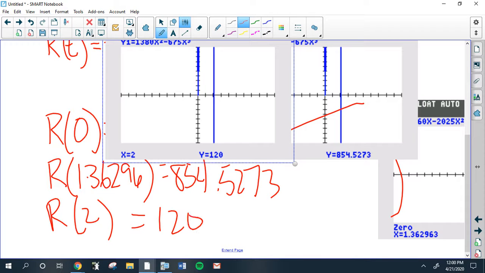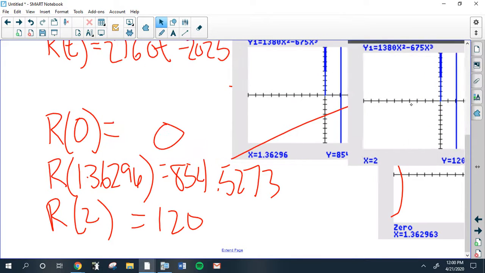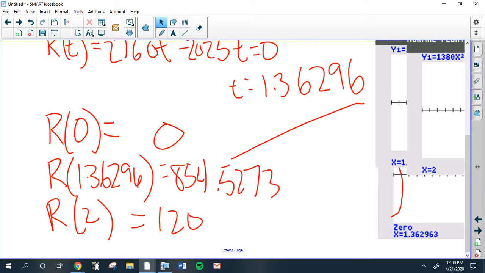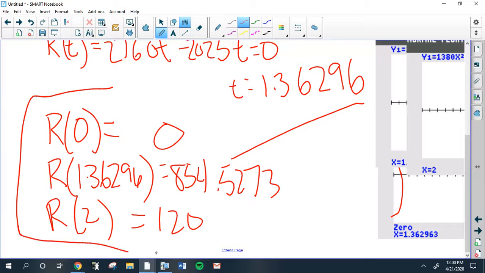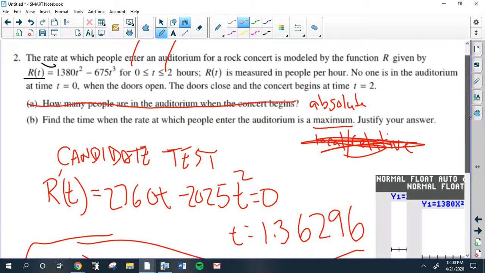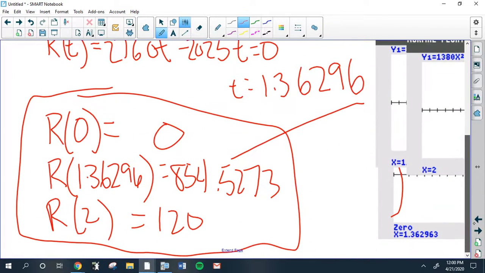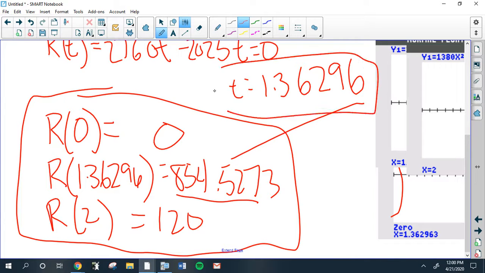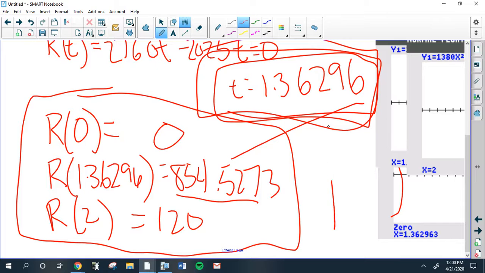As far as the work goes, that's why I wanted you to make it through this video. This is the candidate test, and this showed us that we checked every possibility where there can be a min or a max. So that's the work that you would need to show. The question was, find the time when the rate is a maximum. The rate was 854.5273, but at the time 1.36296, so this would be your answer, and just state that. That's it.